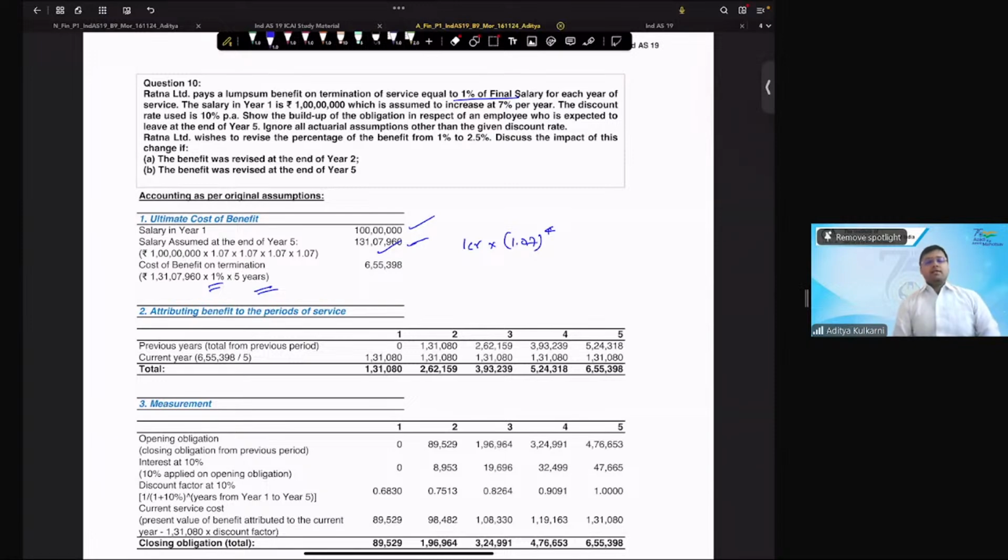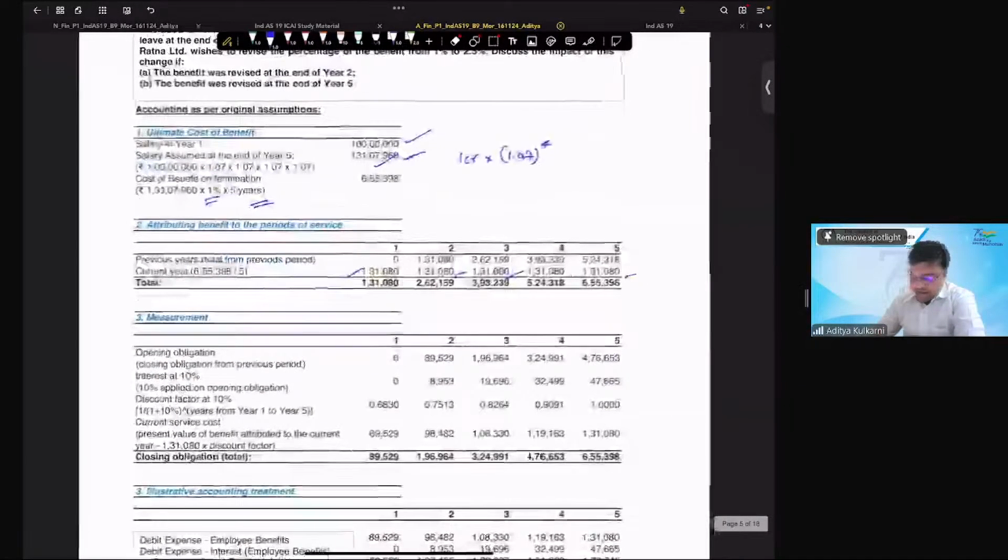Yes, sir. Okay. Now, attributing benefits to period of service. It is 5 years, so we attribute equally. So 6,55,398 divided by 5, so 131,080. You are going to do the workings like this.